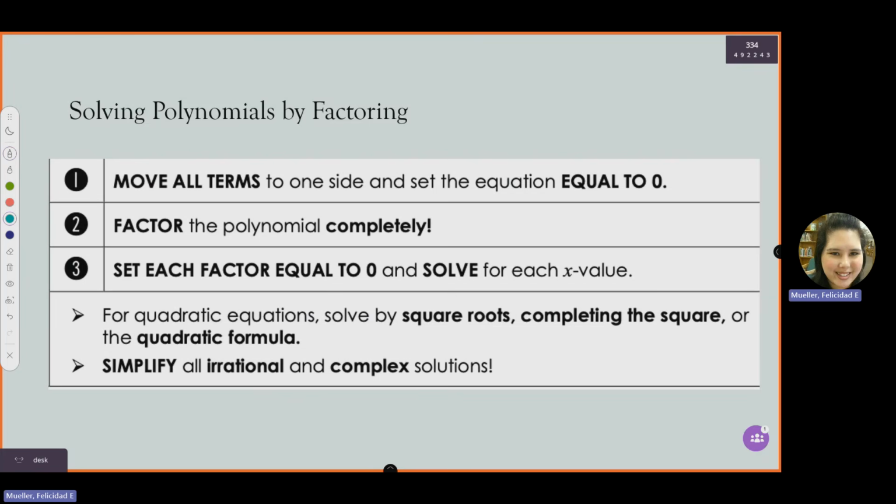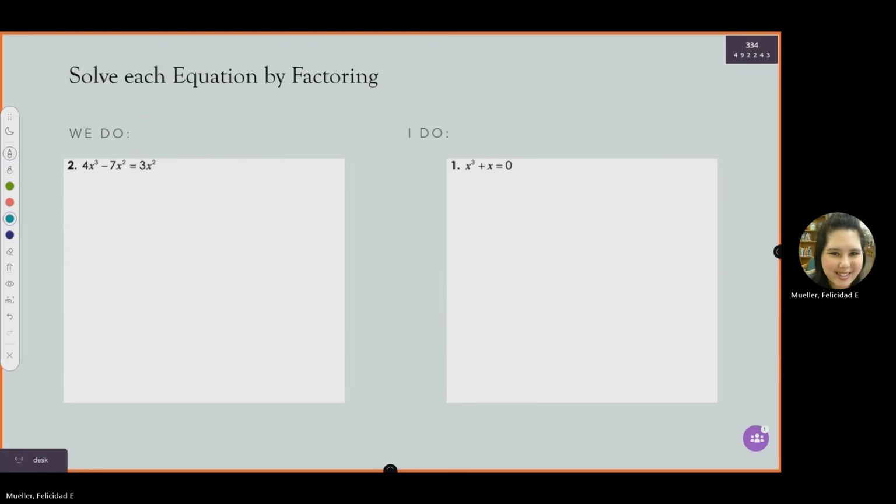But the idea is that pretty much we are going to actually find out where they would cross the x-axis, in theory. So we're going to take a look at that.